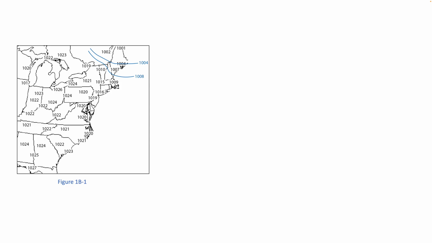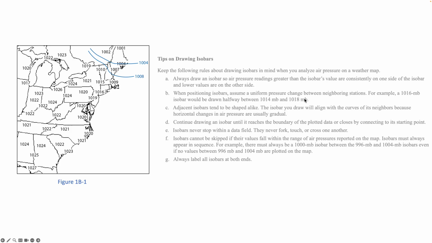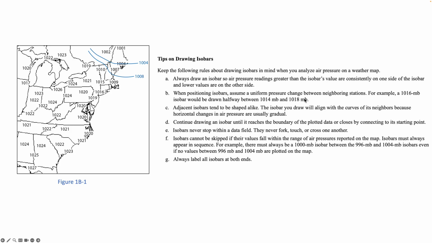So what the AMS does, it provides a nice set of rules to get you going on drawing isobars on this map. So let's go through the tips to drawing isobars, because they're all really important and they're all valuable and they're worth going through. So again, starting with what I said, always draw an isobar so the air pressure readings are greater on one side and less on the other. An isobar will always do that. If your isobar is not separating higher from lower, then you have not drawn your isobar correctly.